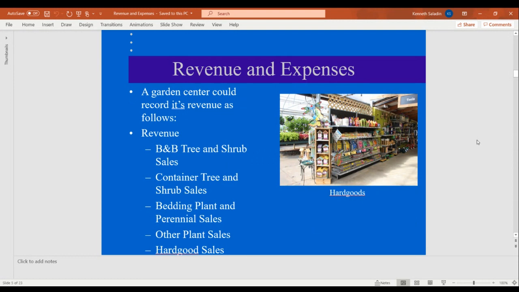And then finally, hard good sales. Hard good sales would include things like bagged mulch, stone, gravel, rock of different sizes, any pesticides or fertilizers that the garden center may sell, various other soil amendments. Things like that would all fall under the auspices of hard goods.